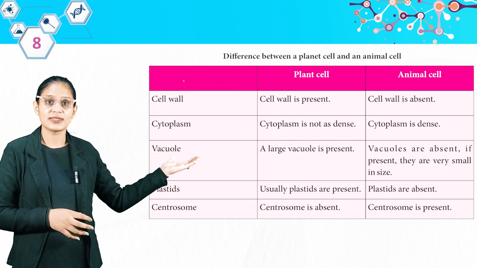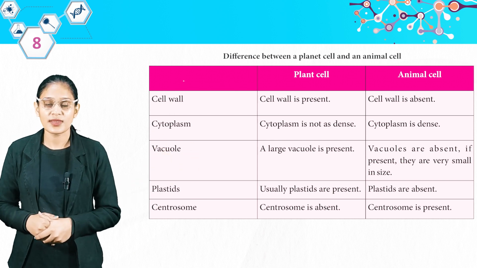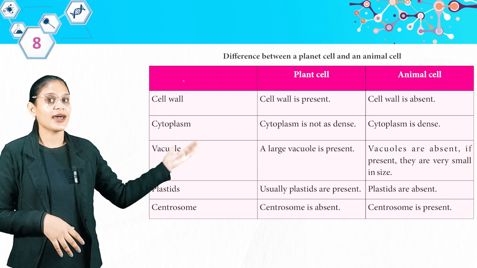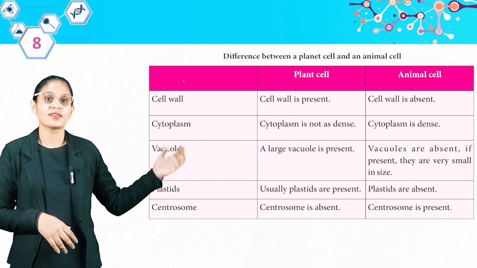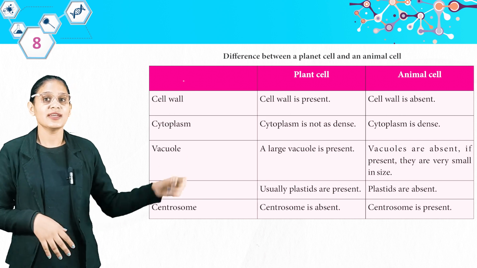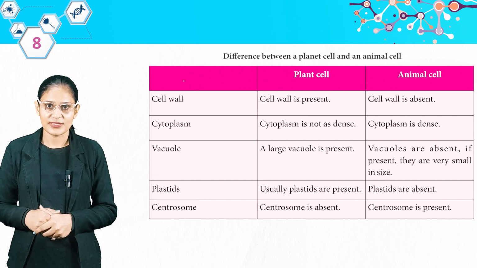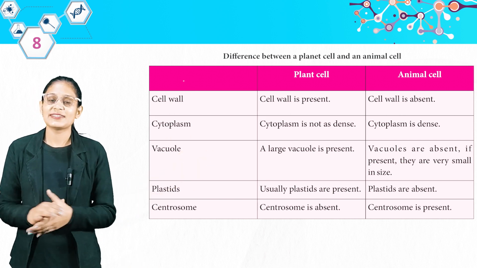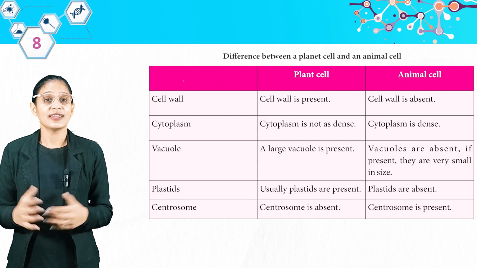Then we have plastids. Usually, plastids are present in plant cell. Plastids are absent in animal cell. Centrosome. Centrosome is absent in plant cell. Centrosome is present in animal cell. Now, students, what we learn in this chapter, we are going to discuss it in a nutshell.